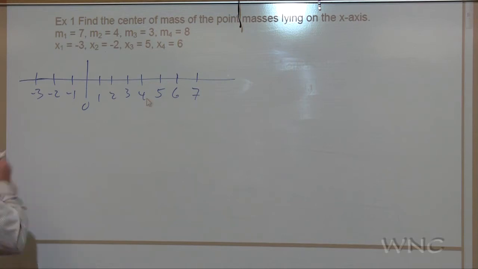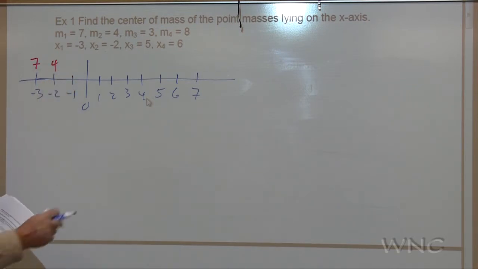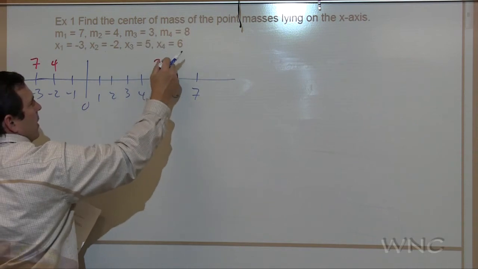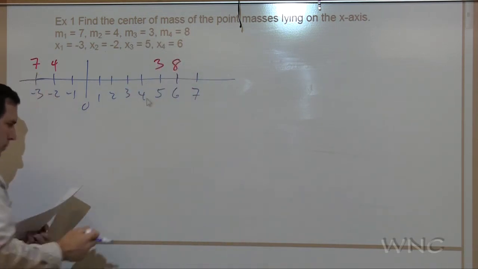At the -3 mark, we have a mass of 7. At the -2 mark, we have a mass of 4. At the 5 mark, we have a mass of 3. And at the 6 mark, we have a mass of 8.